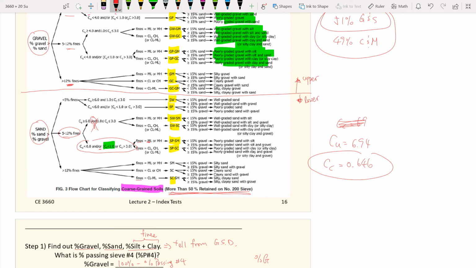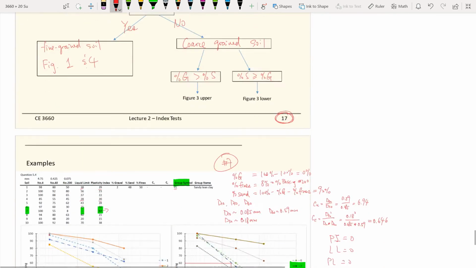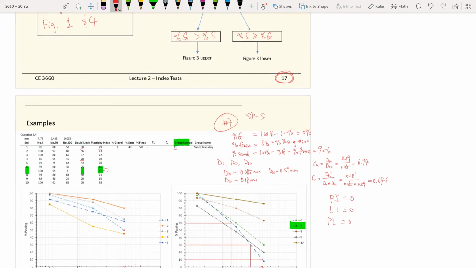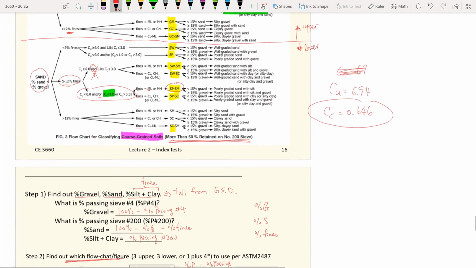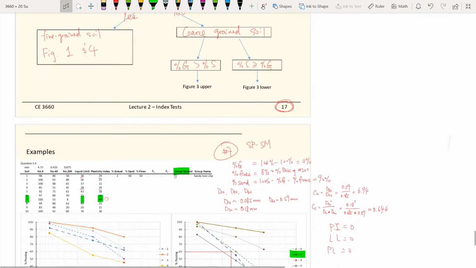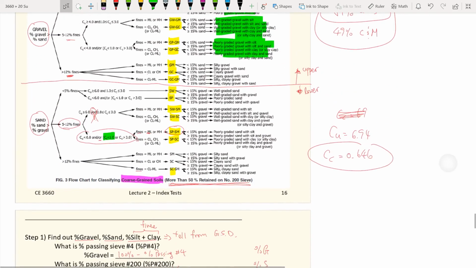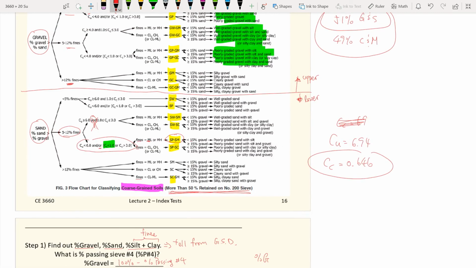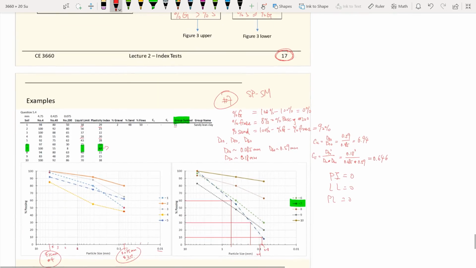So if we go back to this chart, we are at the ML material. We keep working on the flow chart. Now we are at SP-SM. So the group symbol that we have is SP-SM. And do we have less than 50, how much percent gravel? We have 0% gravel for this example. So we have less than 15% gravel. So at the end of the day, our group name is poorly graded sand with silt.